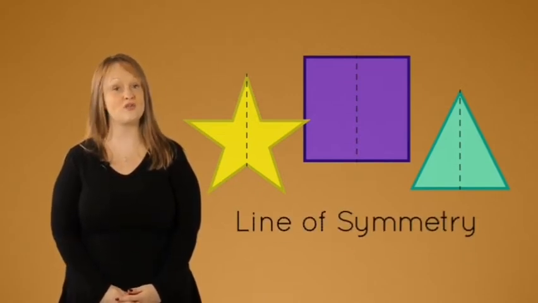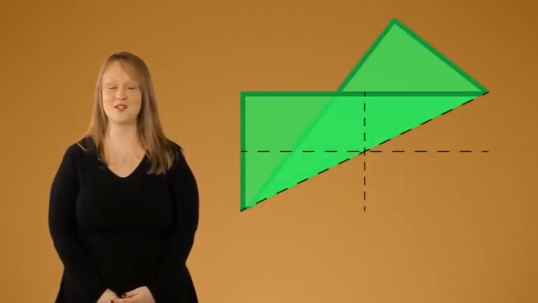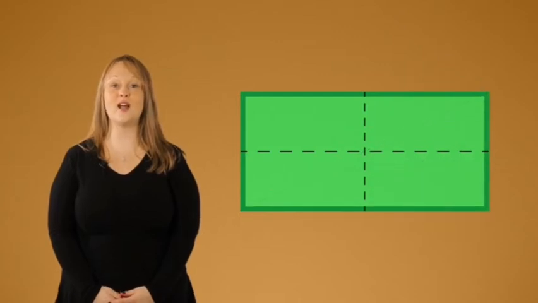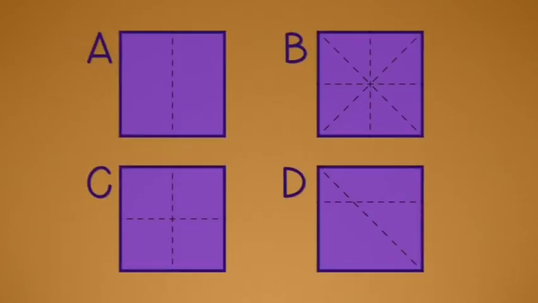For example, in this rectangle, how many lines of symmetry do we have? Let's take a look. 1 fold, 2 folds, and nope, that doesn't look symmetrical. So this rectangle only has 2 lines of symmetry. How about this square? How many lines of symmetry can you find? Remember, you can fold on the diagonal. That's right, 4 lines of symmetry, as you can see here.